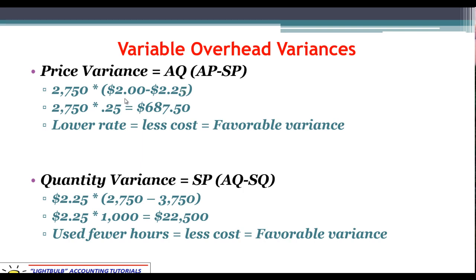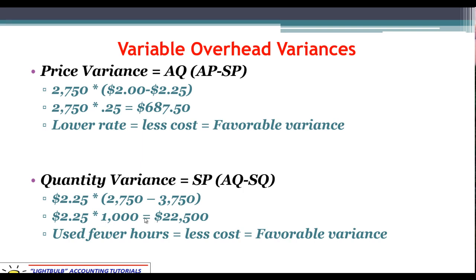We have a 25-cent price difference between the actual price and the standard price. Now notice the price isn't the same as the labor. The quantity is, but the price isn't. So 25-cent difference in the rate. Actual is less than standard. It saved us money. Favorable variance. Multiplied by the same quantity as we used in labor, 2750, that saved us $687.50.